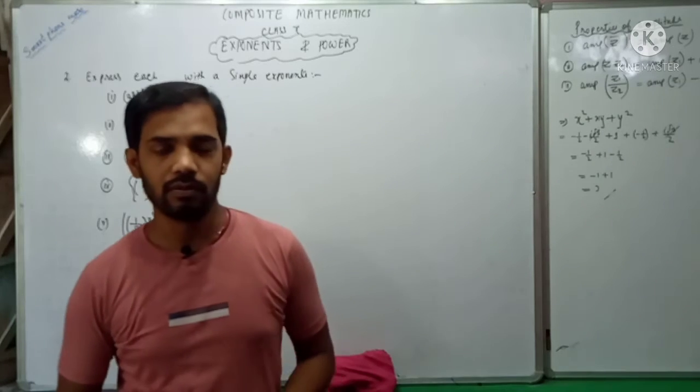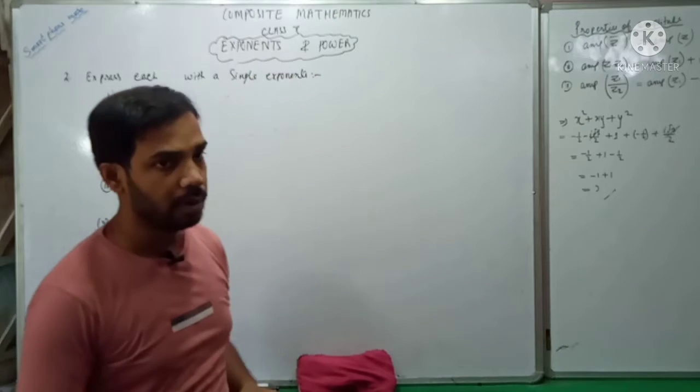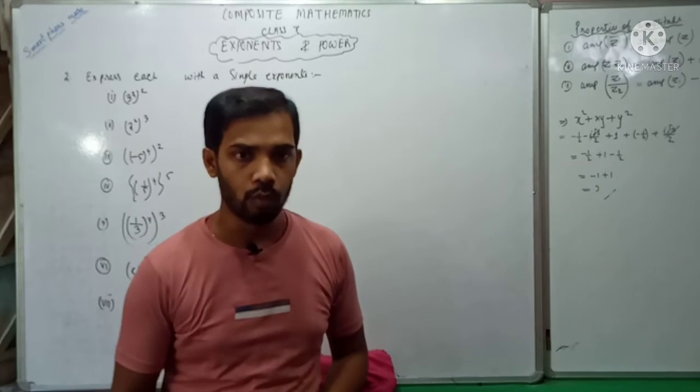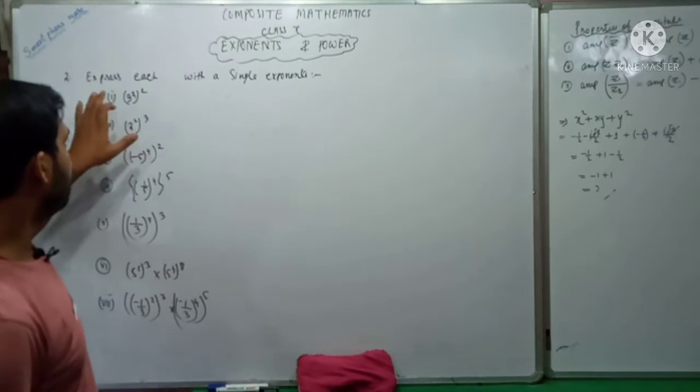So hello students, today we are going to do Class 7 Mathematics, Composite Mathematics, Exponents and Powers. Till now we have completed question number 2. Now we are going to do question number 3. So see what is given in question number 3.